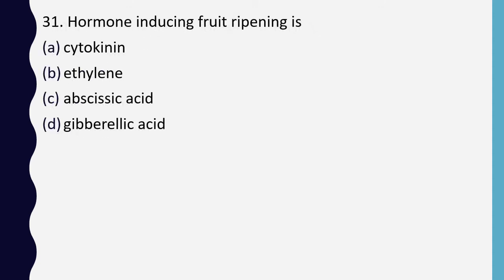Question number 31. Hormone inducing fruit ripening is cytokinin, ethylene, abscisic acid, gibberellic acid. Hormone which induces fruit ripening is. The correct answer is option B, ethylene induces fruit ripening.